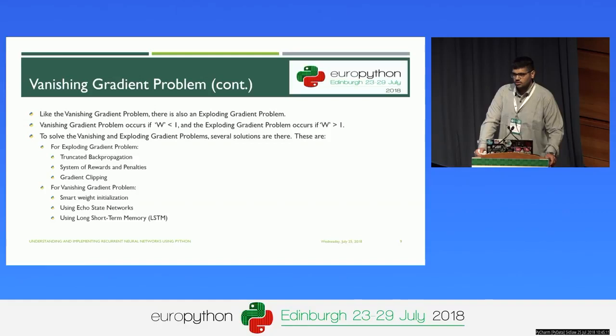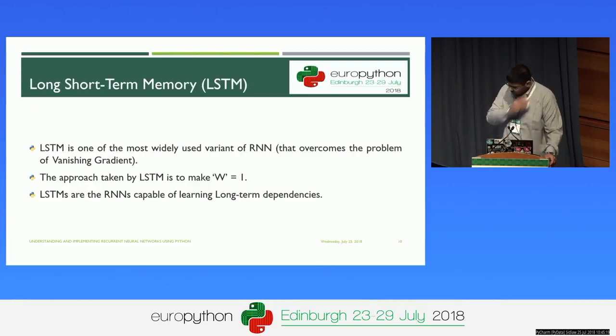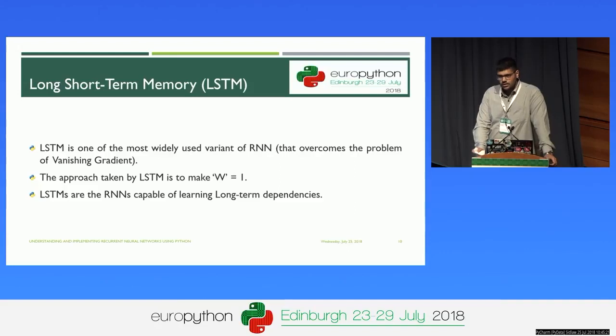So I'll be talking today about LSTM, that is long short-term memory. It is one of the most used variants of RNN. The approach for LSTM is making the weight W equal to 1. So you can think of it as: you are not having W less than 1, you are not having W greater than 1, so what else can we do? We can just make W equal to 1.